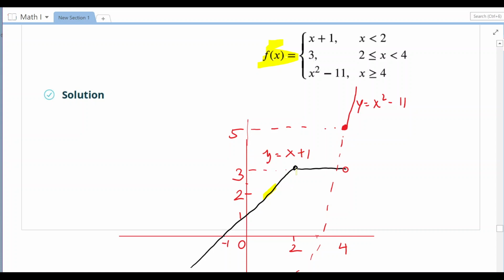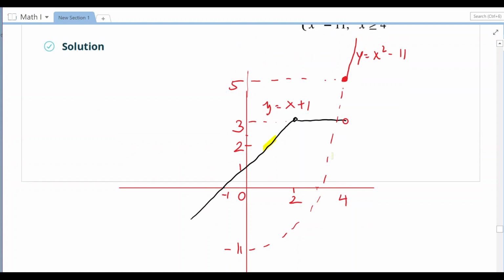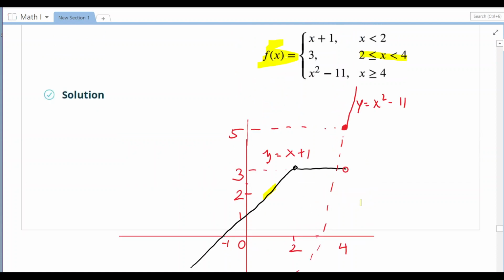There is an open circle, and then when x is greater than or equal to 2 and less than 4, the function equals 3. This is this function here. And then when x is greater than or equal to 4, which is this one here, the function is x squared minus 11. So x squared minus 11 is parabolic, starting from this line here, a broken line all the way to the top. And when x equals 4, 4 squared is 16 minus 11 equals 5. So this is the point at 5 here.